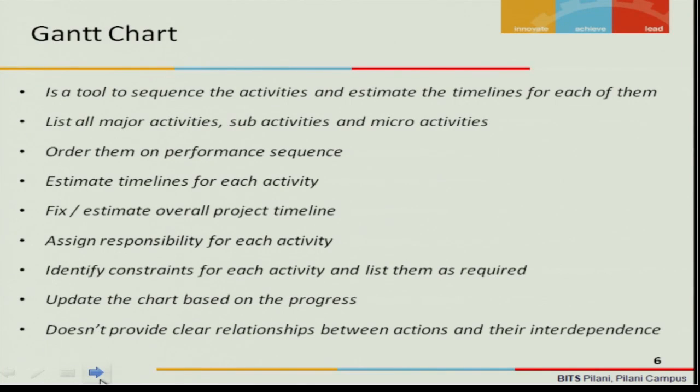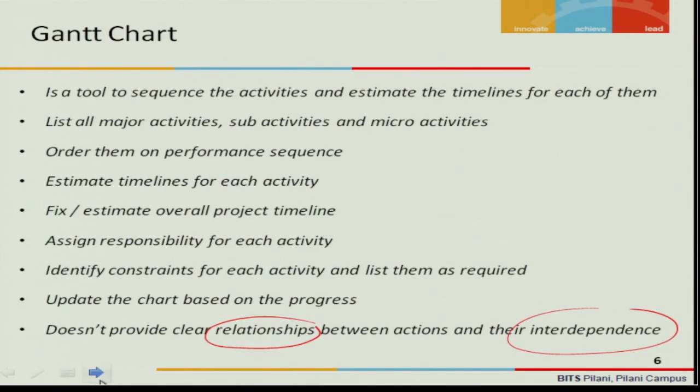The only low light for this Gantt chart is that it does not provide the relationship very clearly, like the way in which a network diagram provides. That is the only low light. So the relationship and the interdependence is something which is not very apparent in a Gantt chart, though it can be read from a Gantt chart with a little bit of scrutiny, but it doesn't come out very apparently.